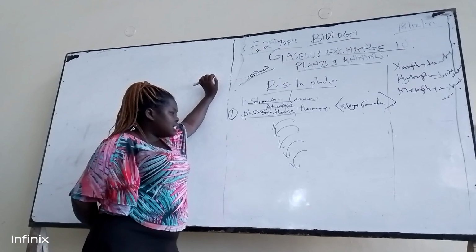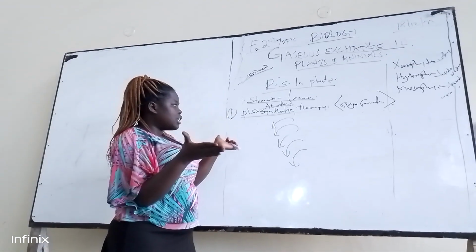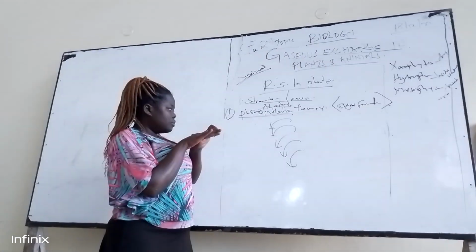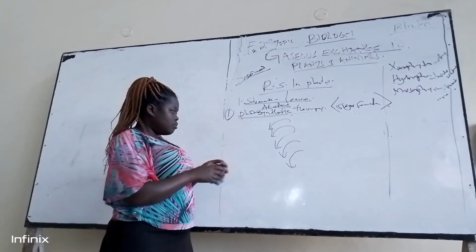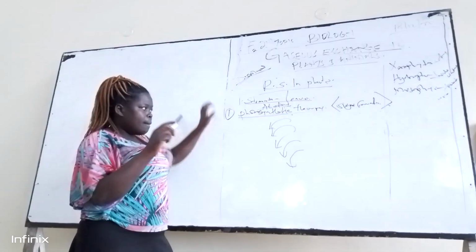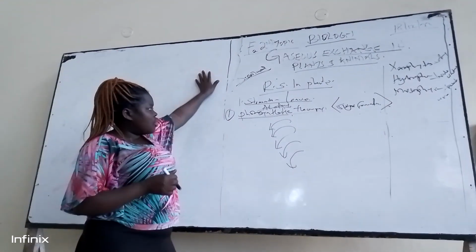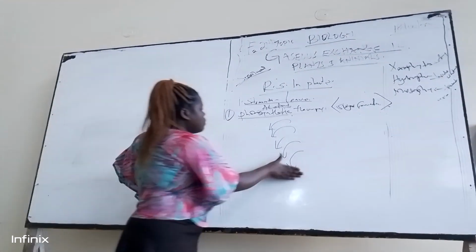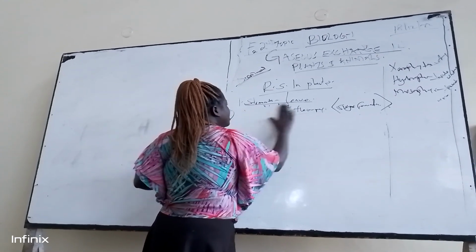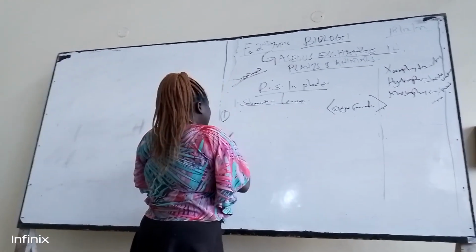Then with that, the opening of the stomata will automatically close because the water will be withdrawn outside the cell to the surrounding, that is the epidermal cell. So that is the closing of the stomata according to photosynthetic theory. We are going a bit faster. We are going to the second theory.